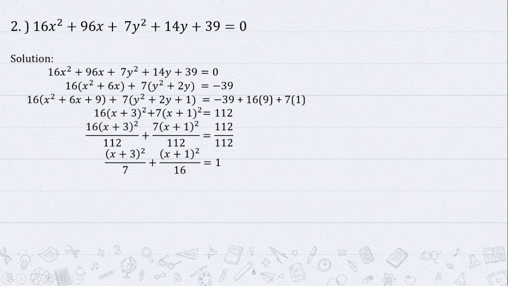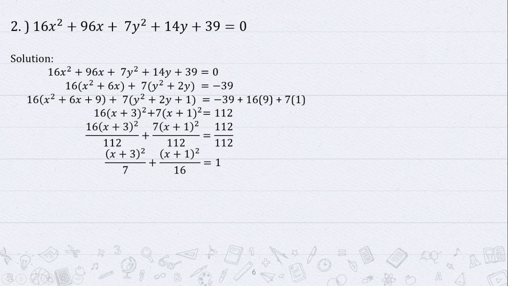To do that, in the first term, we have to divide the numerator and the denominator by 16. 16 divided by 16 is 1, so we don't have to write it anymore, and 112 divided by 16 is equal to 7. For our second term, we have to divide the numerator and the denominator by 7. 7 divided by 7 is equal to 1, so we don't have to write 1 anymore in our numerator, while 112 divided by 7 is equal to 16.